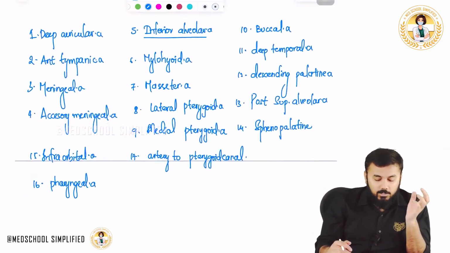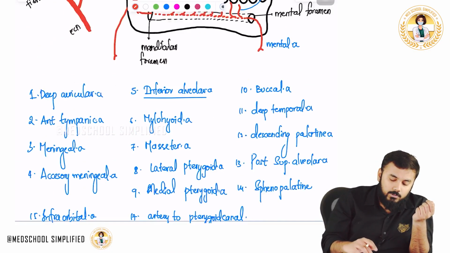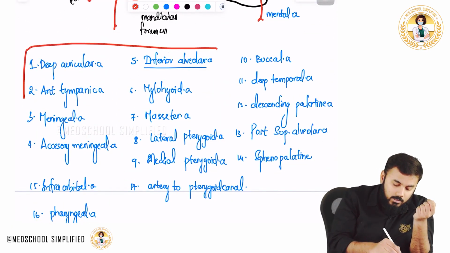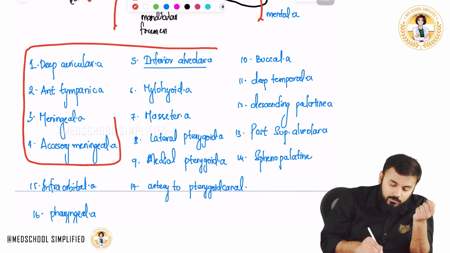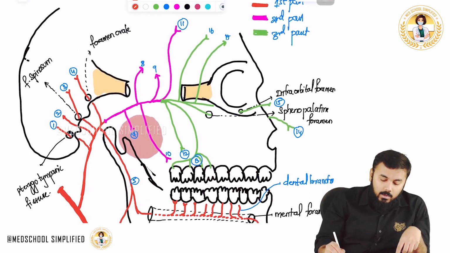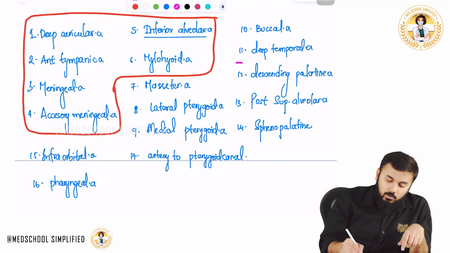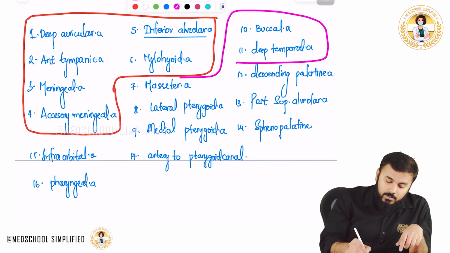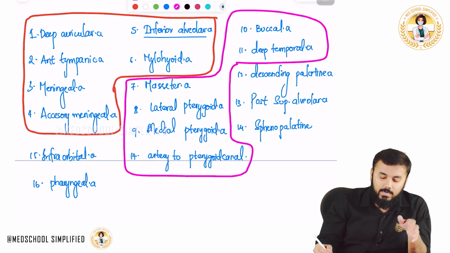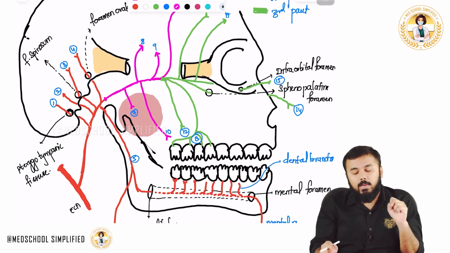So what are the branches over here? These are the branches on the first part. From 7 we have got the second part, right? So these are the branches of the first part of maxillary artery. Next, after that, the second part is still 11. So these are the branches of the second part of your maxillary artery, and the rest is the third part of the maxillary artery. So these are the three parts of the maxillary artery which you need to know, guys.